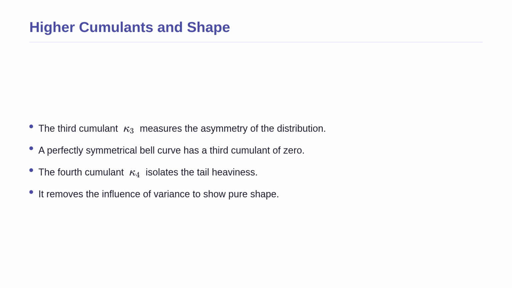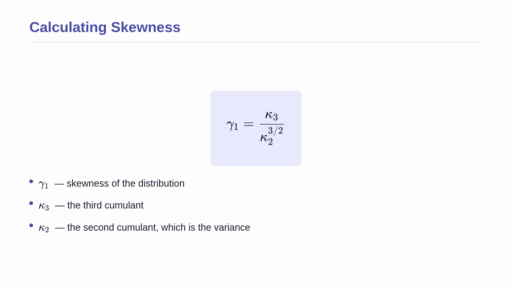The third cumulant is exactly equal to the third central moment, which measures the asymmetry of the distribution. If the distribution is perfectly symmetrical, this value is exactly 0. The fourth cumulant isolates the tail heaviness of the distribution. It is equal to the fourth central moment minus 3 times the squared variance. This specific mathematical combination completely removes the influence of the variance, allowing us to look at the shape purely on its own. Let us see exactly how the third cumulant is used to calculate skewness.